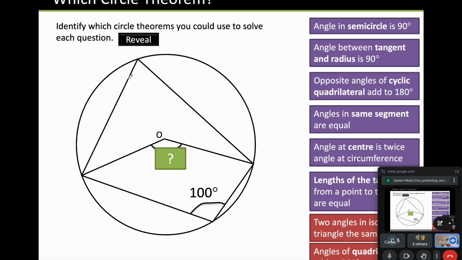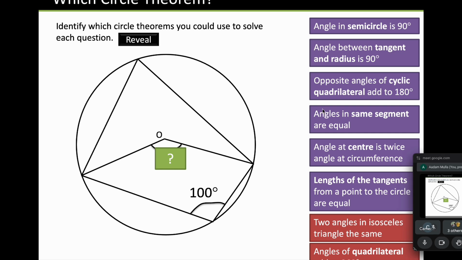Okay, we've got this question here. We're going to have to use two circle theorems. I want you to try and think which rules are you going to have to use. So I'll just move that so you can see all of the rules. How are you going to find this angle? I'll give you 10 seconds just to think, and then I'll give you a clue, and then I'll tell you the answer after another 10 seconds. So just try and find the value of that, and all of the rules are on the right hand side.